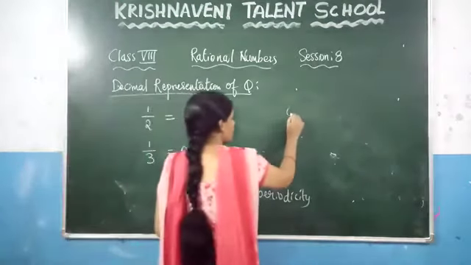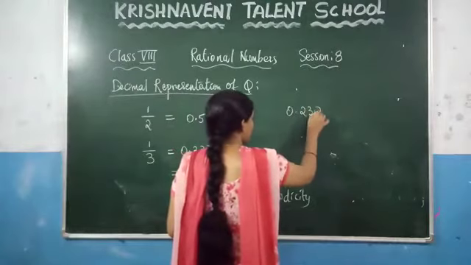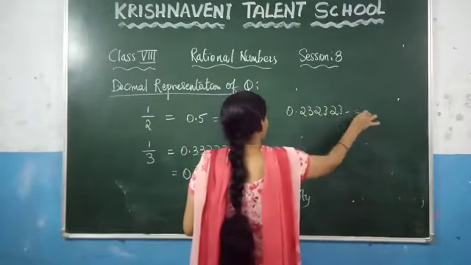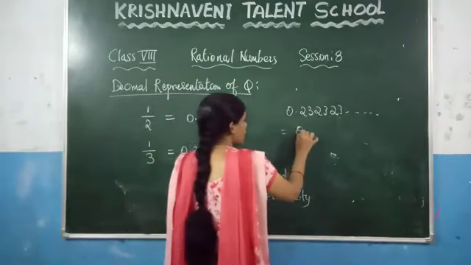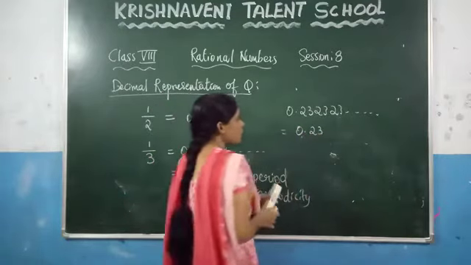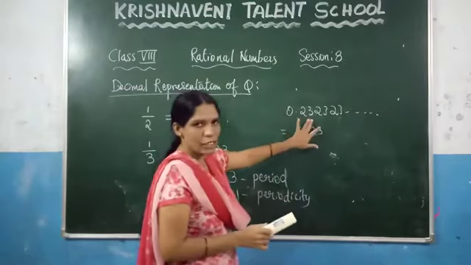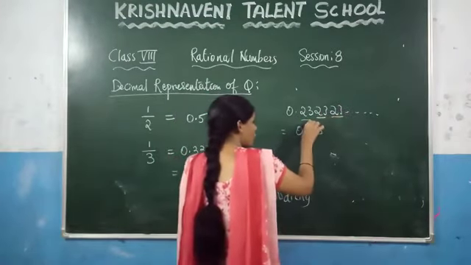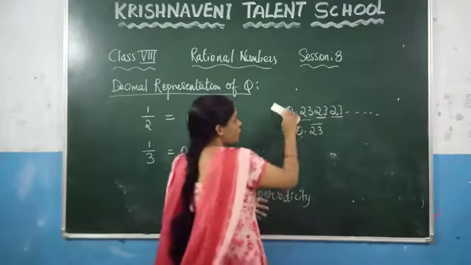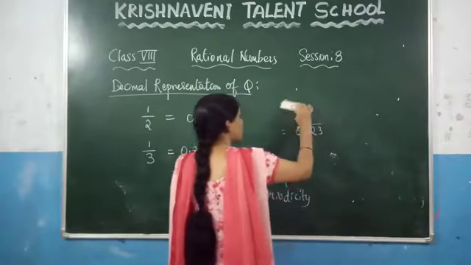Consider one more example for better understanding: 2, 3, 2, 3, 2, 3 and so on. In a simpler way, how can you write this? 0.23. Which number is repeating here? 2, 3 is repeating; 2, 3 is there, 2, 3 is there, 2, 3 is there. So for 2, 3 keep a bar. You can write this as 0.23 bar.